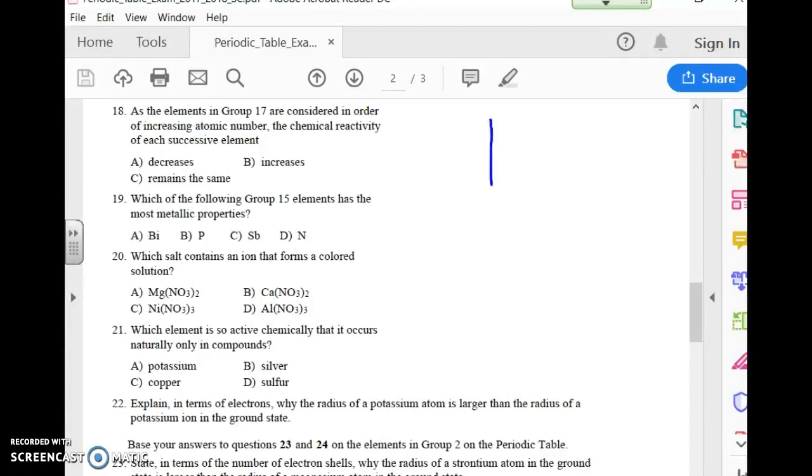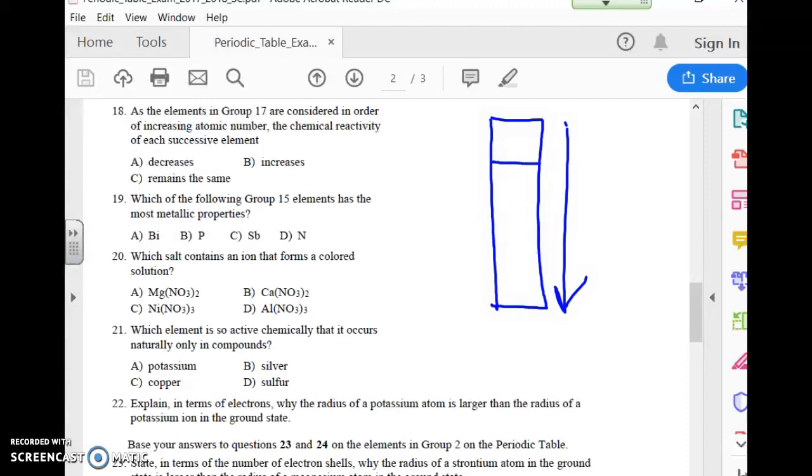18, as the elements in group 17 are considered in order of increasing atomic number. That means downward. The reactivity, well, we've been saying right along, fluorine has the highest, iodine has the lowest in the group, so the reactivity decreases.